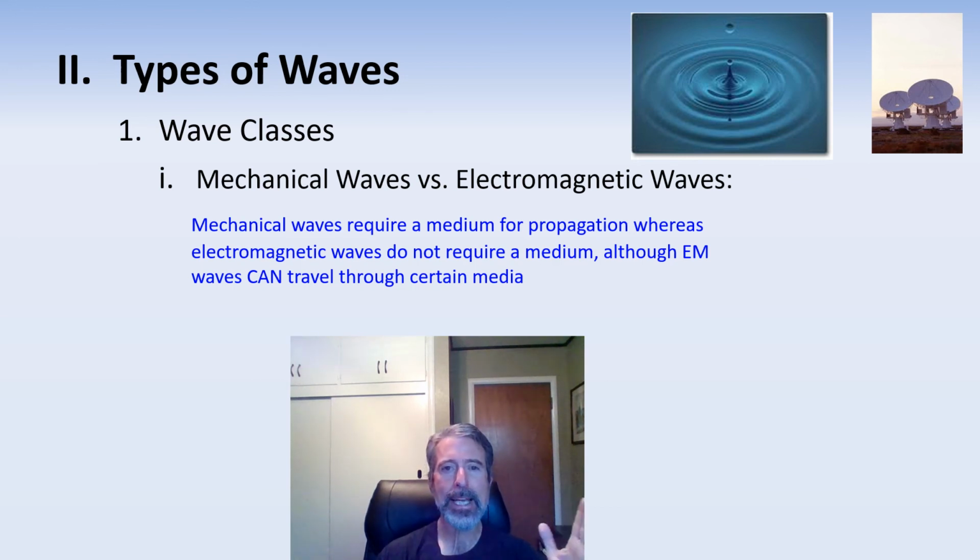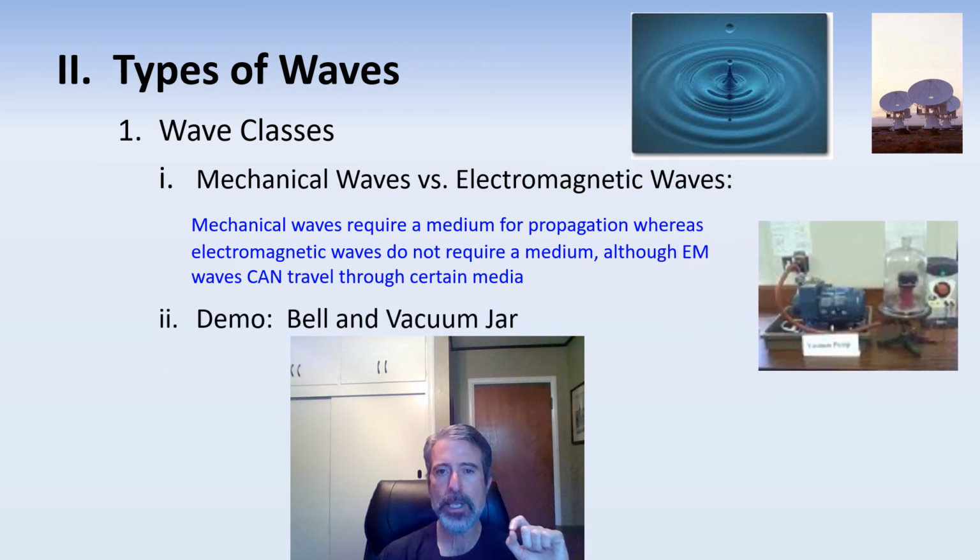So we're going to take a look at a nice example to see the difference between mechanical waves and electromagnetic waves with this demonstration of the bell and the light inside of a vacuum chamber, where we'll see that mechanical waves, like sound, must have a medium in which to travel.